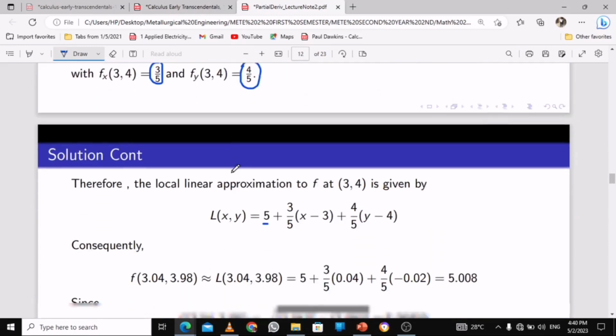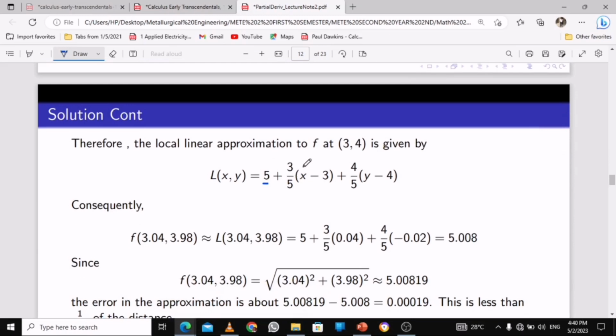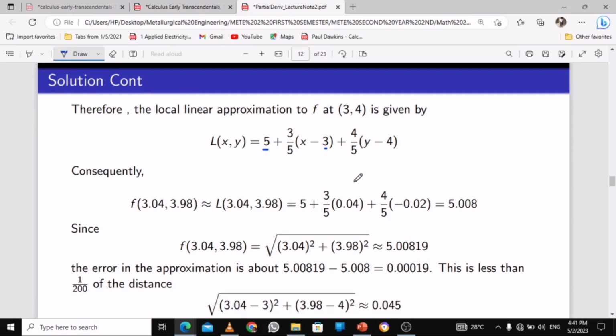So when they did that, they had 5. And then this will be f of x times change in x, which in this case is x minus x naught, plus f of y times change in y, which is y minus y naught. You can also do it in 3 variables; you should follow the same procedure. We note from the question that x represents the value which we approximated, that is 3.04, and y is the value we approximated, which is 3.98.